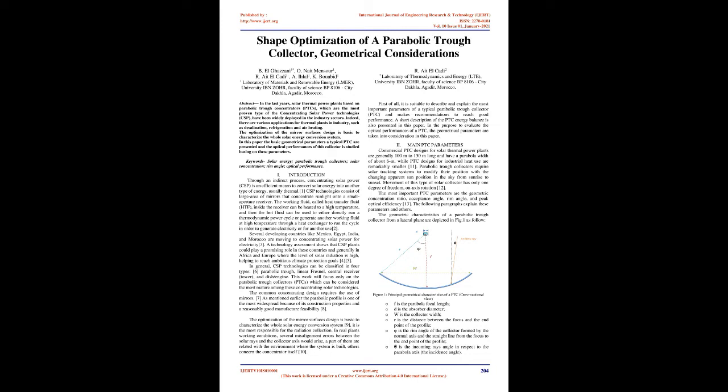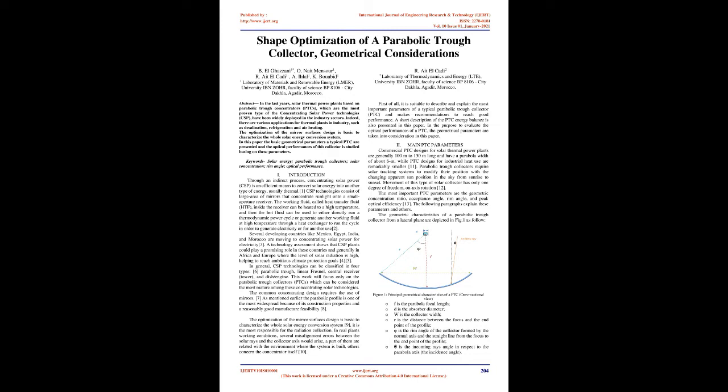In general, CSP technologies can be classified in 4 types: parabolic trough, linear Fresnel, central receiver tower, and dish/engine. This work will focus only on the parabolic trough collectors, PTCs, which can be considered the most mature among these concentrating solar technologies. The common concentrating design requires the use of mirrors. As mentioned earlier, the parabolic profile is one of the most widespread because of its construction properties and a reasonably good manufacture feasibility.